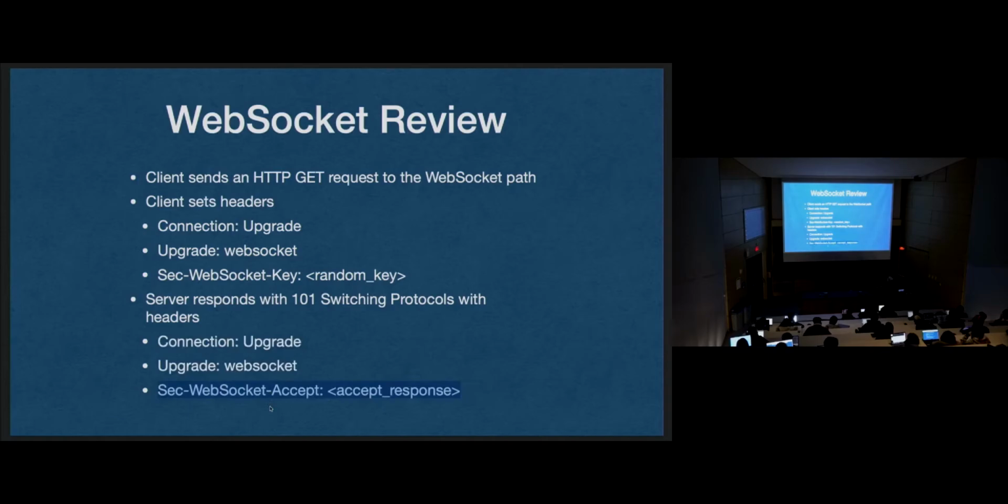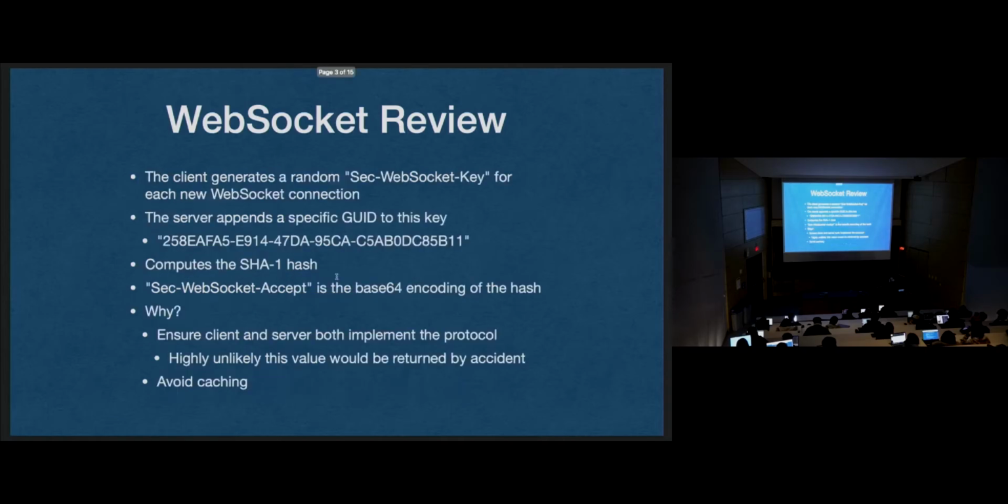And then finally, the accept that you respond with is generated from this random key. So you're reading this header, appending this global unique ID to the end of that key, taking the SHA-1 hash of that, base 64 encoding the bytes of the hash, and setting that as your accept header. Very specific procedure. Seems kind of pointless. The whole reason for this is to avoid caching. I don't know, maybe it's overkill, maybe it's not, but it's something we have to do.